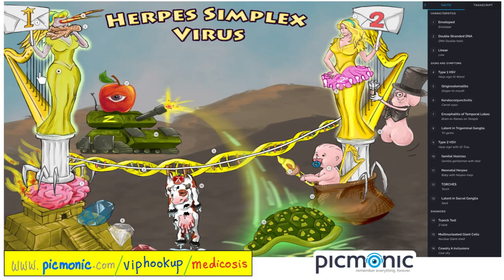Let's review. Herpes simplex virus is an enveloped virus. It is a double-stranded DNA virus. HSV1 is above the waist, usually. HSV2 is below the waist, usually. I said usually, not always. HSV1 causes gingivostomatitis, keratoconjunctivitis, and encephalitis of the temporal lobe. The virus remains dormant in the trigeminal ganglion.